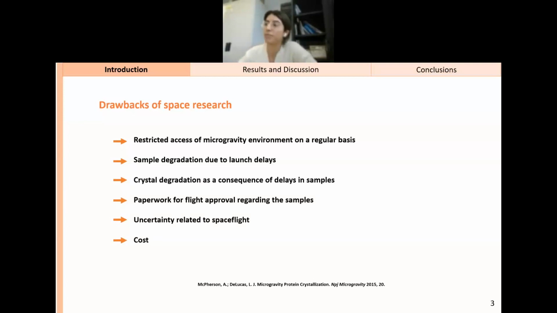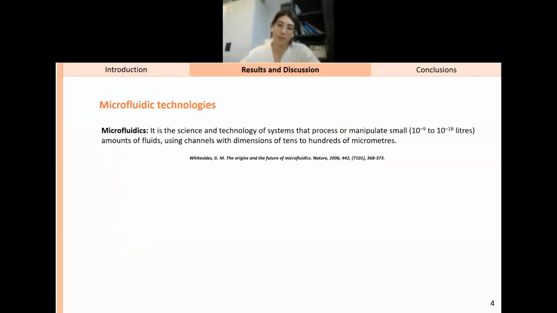So as a solution to have access to these microgravity conditions, there are microfluidic technologies. I've put here some definition of microfluidics, which is the science and technology of systems that process or manipulate small amounts of fluids using channels with dimensions of tens to hundreds of micrometers.